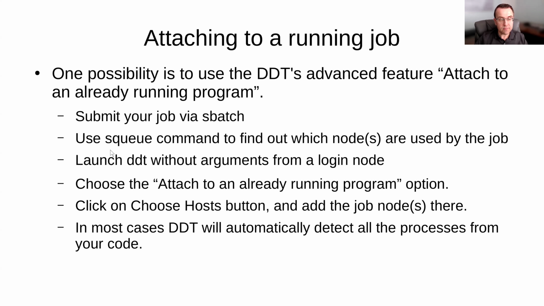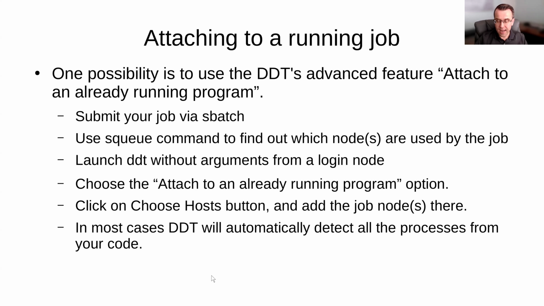Once it's running, you use the sq command to find out which nodes are used by the job. Then you launch DDT on the login node without any argument. And then there is an advanced option, attach to an already running program. You click the choose host button, and then you manually type in the nodes which you know your job is using. And then DDT will automatically detect all the processes, and you can start.